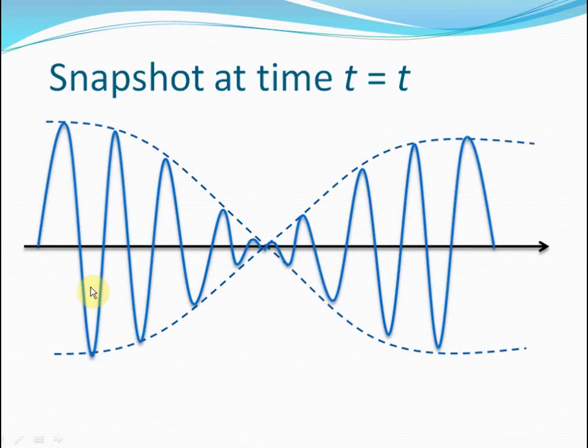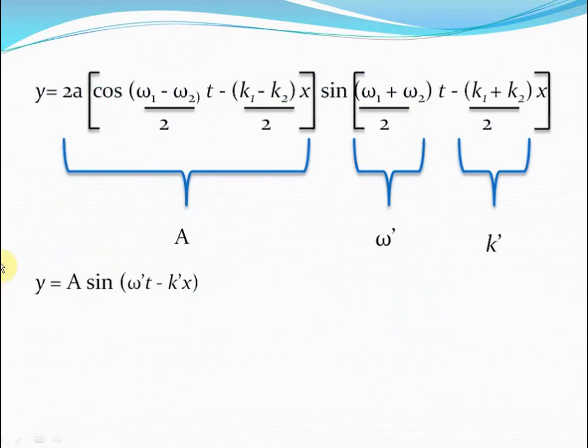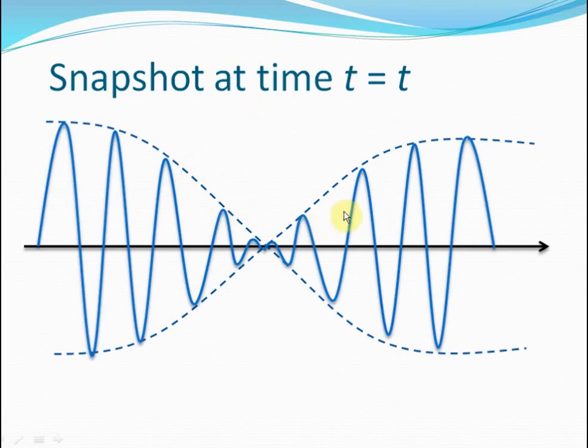The only difference being that in this case the amplitude is decreasing and increasing, decreasing and increasing. So the amplitude in this case is varying as a cosine function. Here the amplitude is this term into t minus this term into x. So the amplitude is varying as a cosine function, but otherwise this is simply the equivalent of a normal sine wave, a sine omega t minus kx.